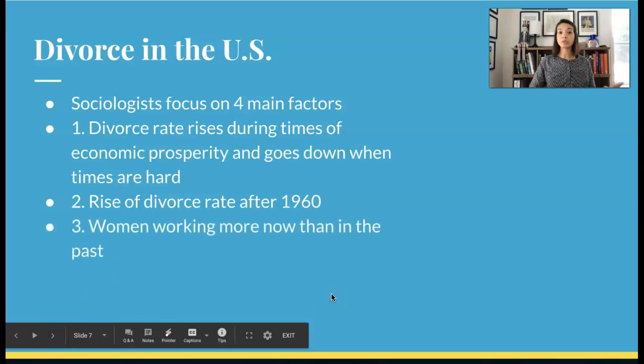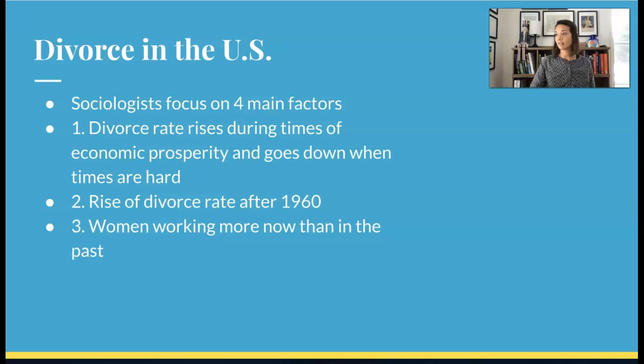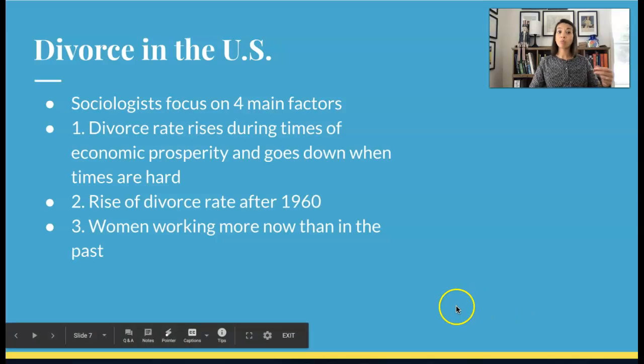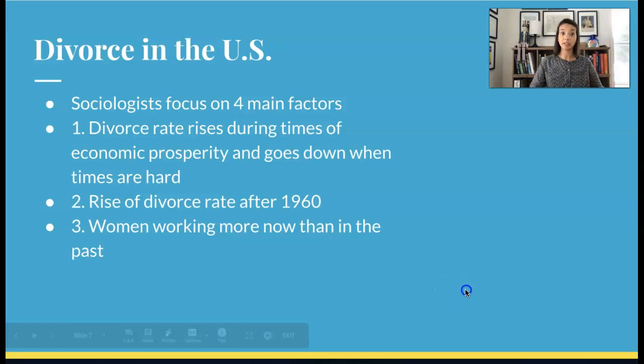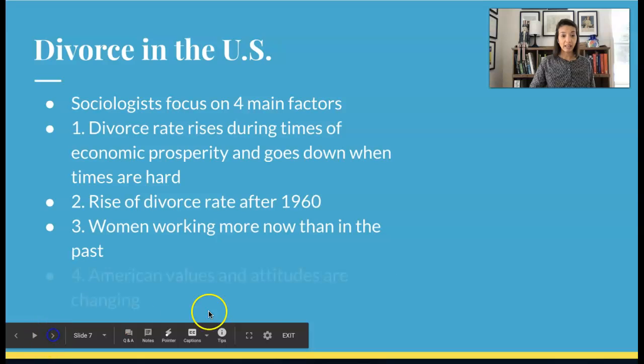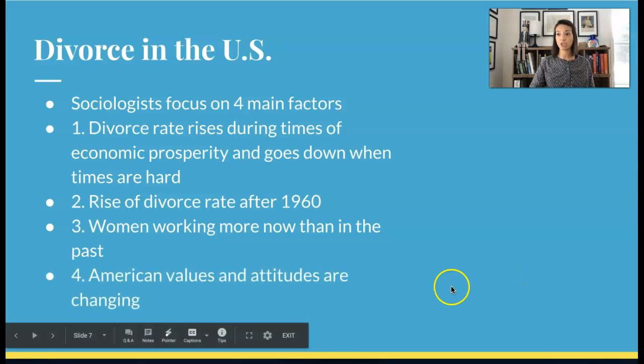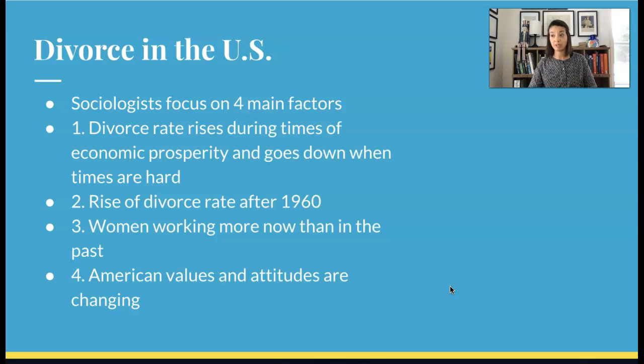And the third one is women are working more now than in the past. So more women are financially independent and they don't need men to fulfill that aspect of being able to live. And our fourth one says that American values and attitudes are changing. Society is more forgiving about people getting divorced and then remarried.